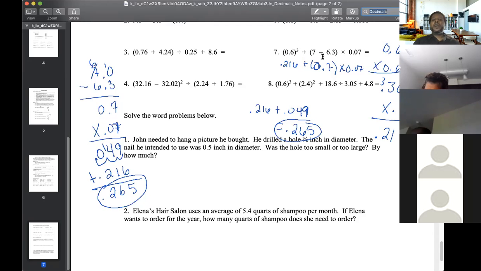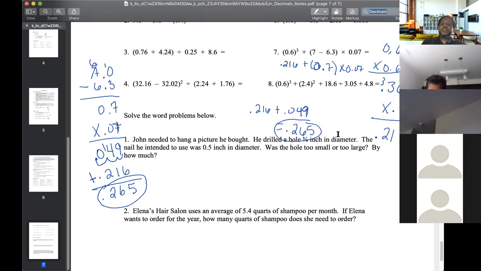And then we did our next step, which is the multiplication. So we did 0.7 times 0.07 to get 0.049. And then we added that to 0.216, which is what we got from the exponent, to get 0.265. That was our total, 0.265 for number 7.